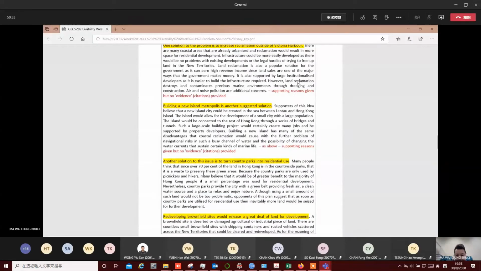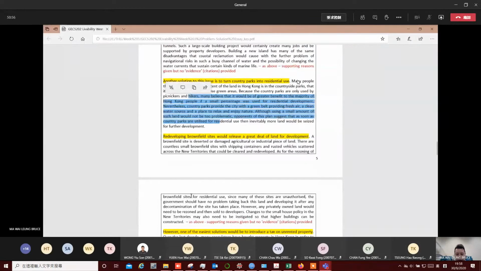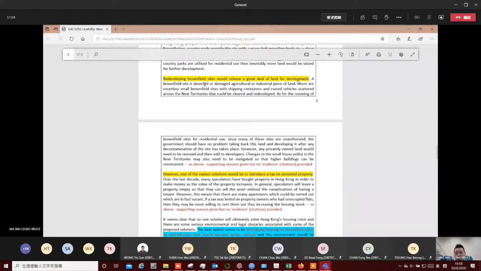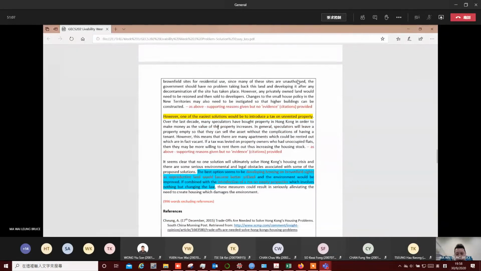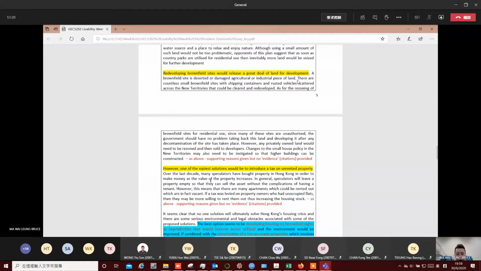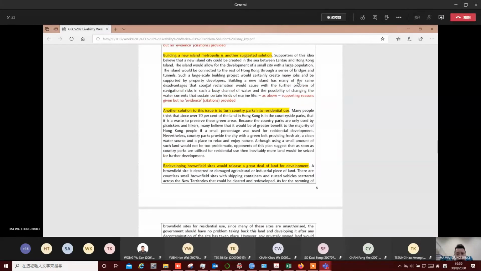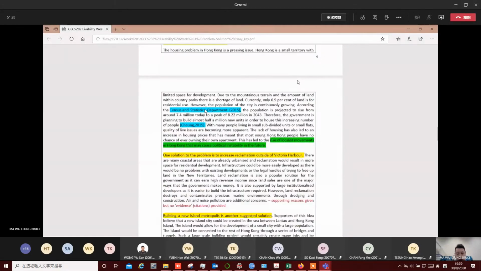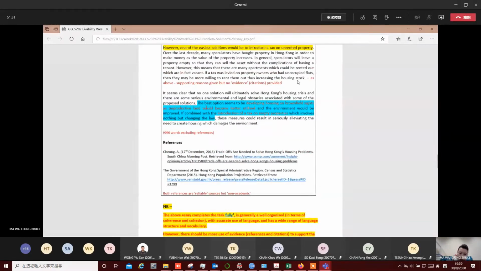Same here. Can you see any citations? No, I can't see any citations. Okay, next one, developing brownfield sites. By developing brownfield sites, we release a great deal of land. Okay. And then the last one is to introduce a tax on unrented property. This is the vacant tax I mentioned. All right, so we have offered a number of solutions. How many solutions have we offered to one problem? 1, 2, 3, 4, 5. Five solutions are given to one single problem. So which solution is the best?